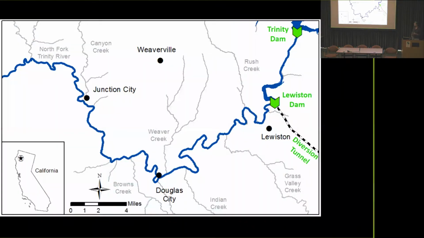So this is kind of what the plumbing looks like. Trinity Dam's the big storage reservoir up top. Lewiston's the re-regulation reservoir, and then there's the car tunnel that goes through the mountains and pipes all this over to the Sacramento Valley.